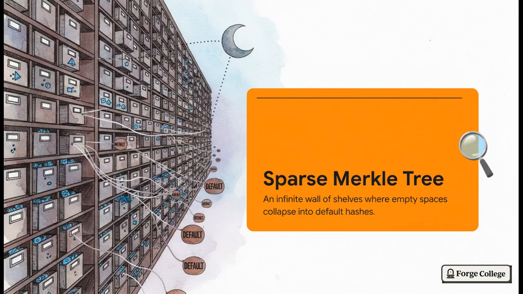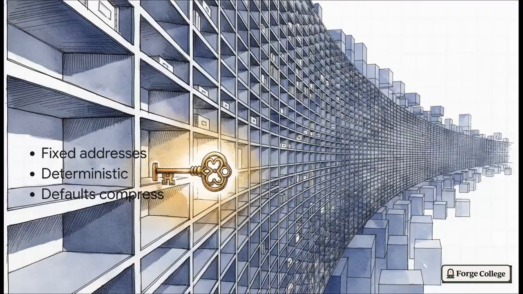We just use a universal standard rule for the empty ones. Looking at the specs here, keys map to fixed 256-bit addresses. This gives us deterministic key encoding, so every single key has a predetermined, fixed home on that infinite wall. And because of that, long stretches of absolute emptiness simply compress down to default labels. This model brilliantly trades a massive logical size for highly deterministic addressing and incredibly compact default rules.